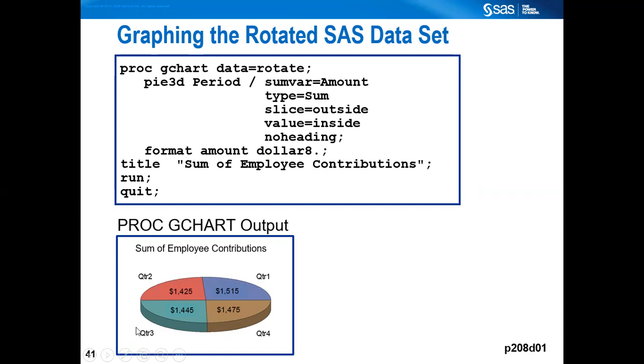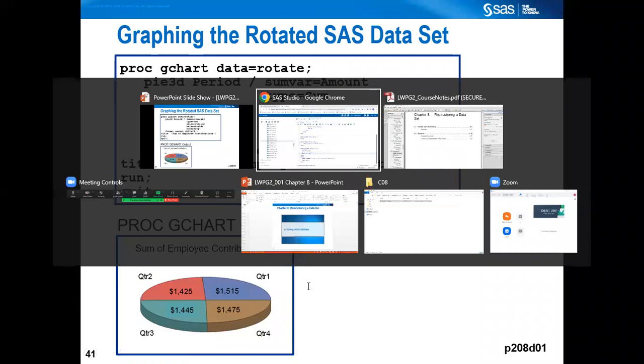That means this quarter value should be seen on the outside, hence you are writing slice is equal to outside. You want the value of your amount on your slice, hence you write value is equal to inside, and you do not want the heading of a pie chart, hence you write no heading. Okay, and you are formatting the amount value with dollar, and giving this title, hence you get this output. All right, yes, so the same thing you can do in this demonstration.